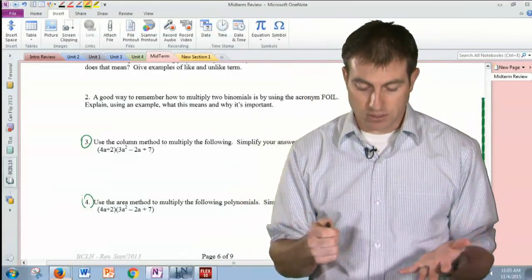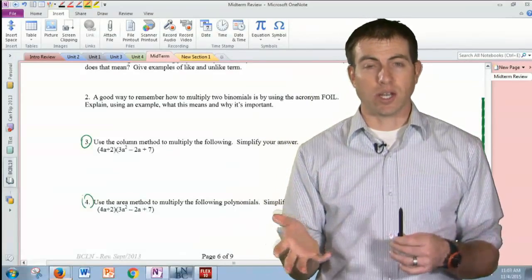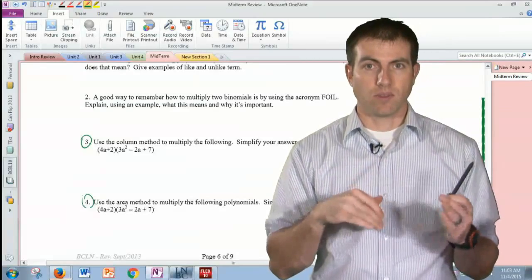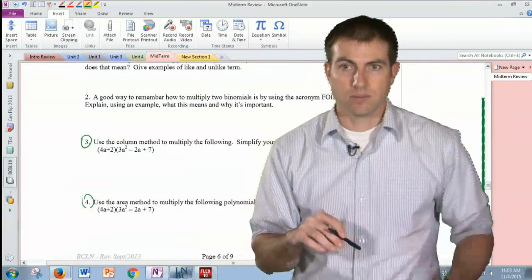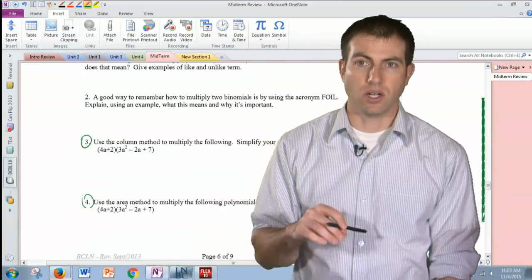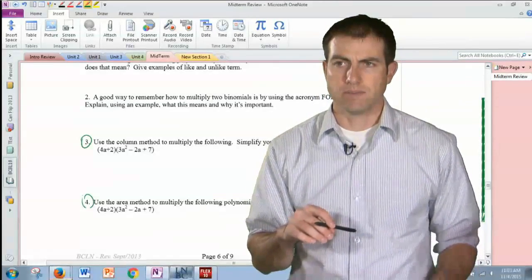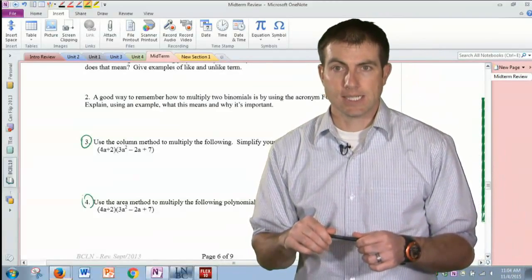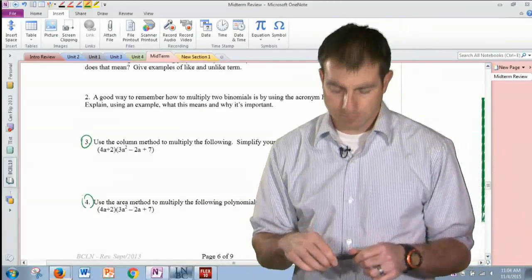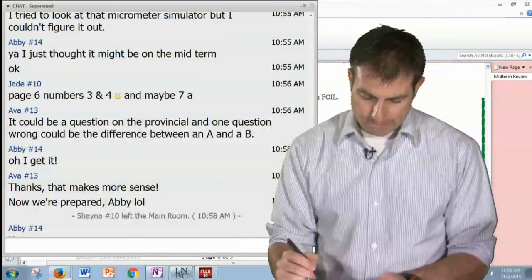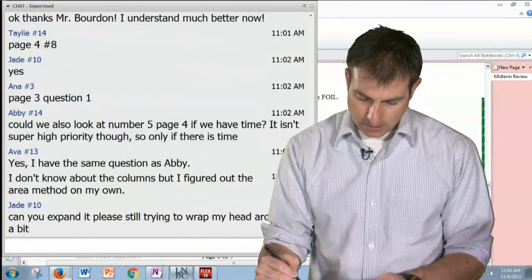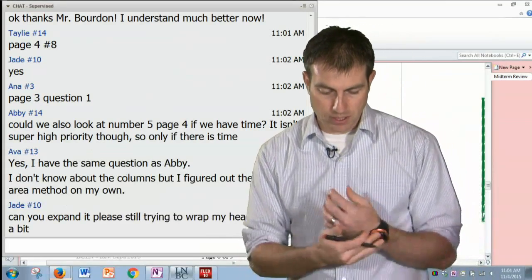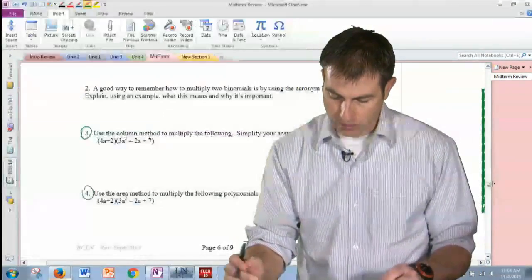Now, with Jade, maybe I should ask the question: do you want me to expand it, or were you kind of caught up on the column method or the area method for these two guys? I have a feeling you're probably pretty strong at the multiplication aspect of this stuff, but you can correct me if I'm wrong. Okay, I will expand it for sure. I can do both, in fact.